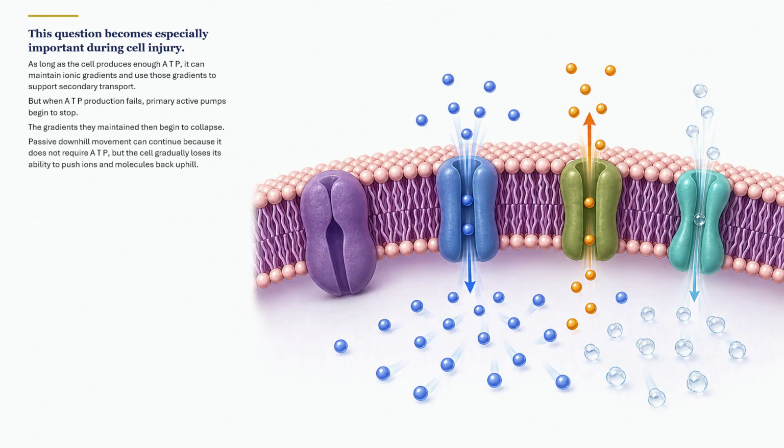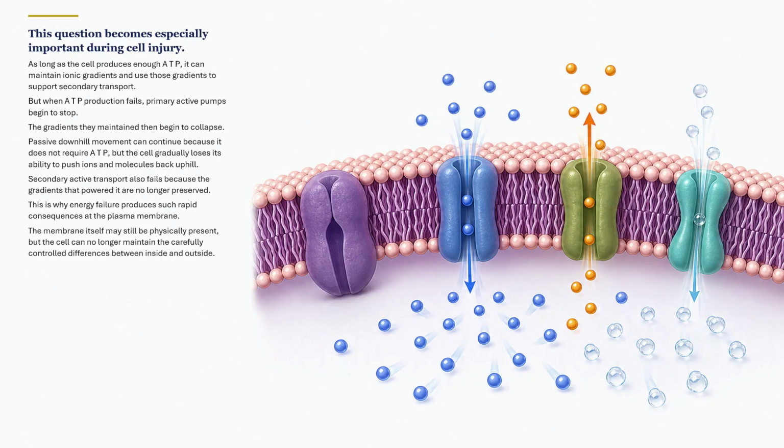Passive downhill movement can continue because it does not require ATP, but the cell gradually loses its ability to push ions and molecules back uphill. Secondary active transport also fails because the gradients that powered it are no longer preserved. This is why energy failure produces such rapid consequences at the plasma membrane.